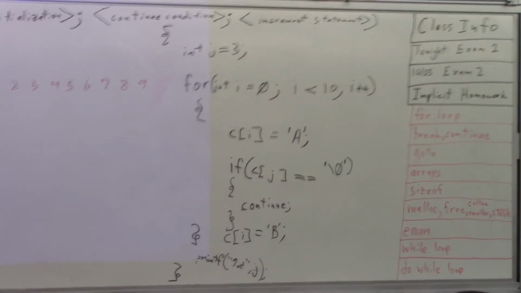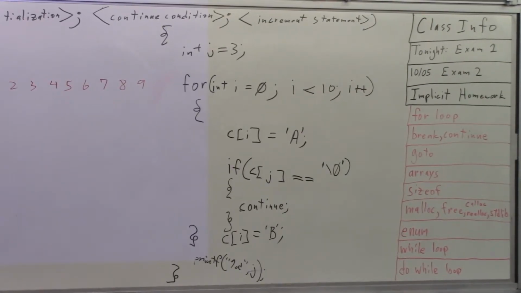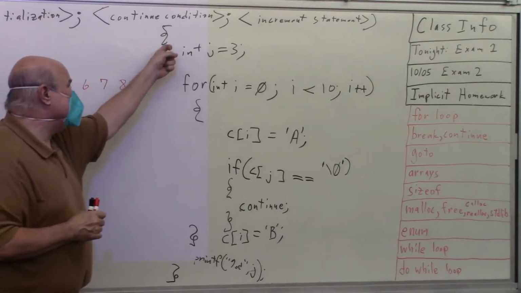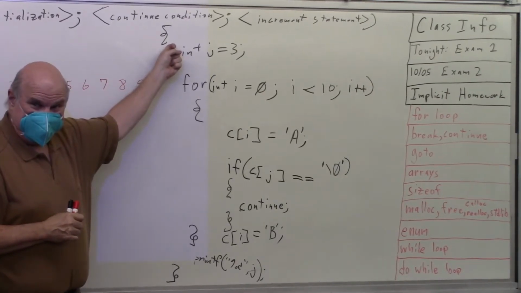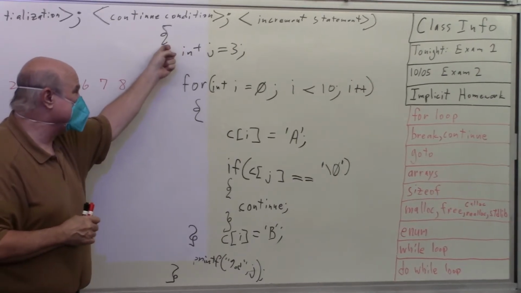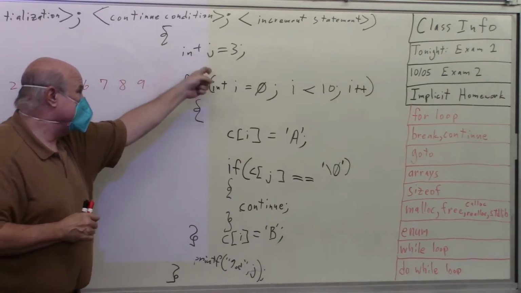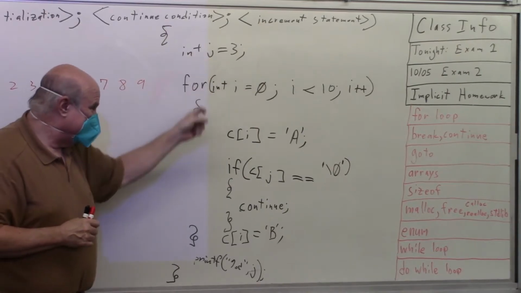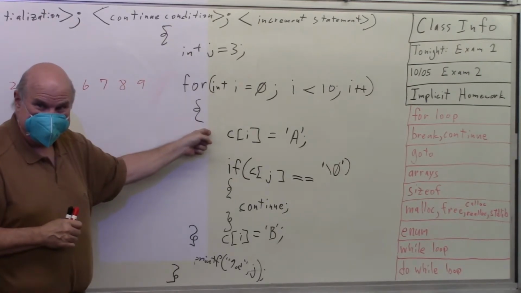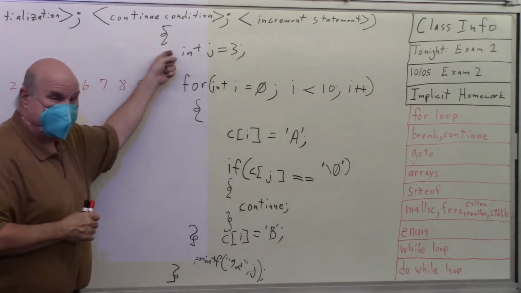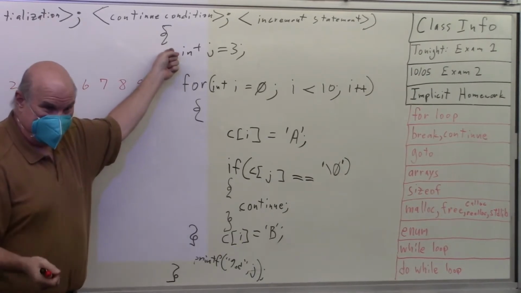Because this loop is within the first braces. Anything within the scope of these outer braces can see j. The fact that it's an inner scope, it is still within the scope of these outer braces, so therefore it can see j.